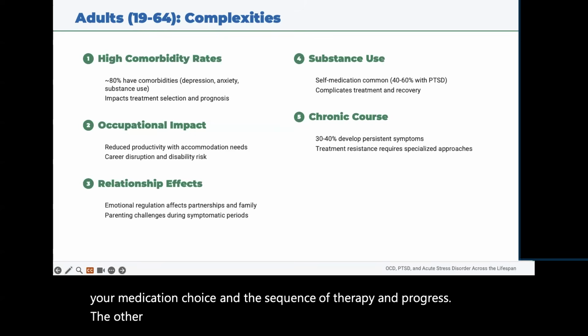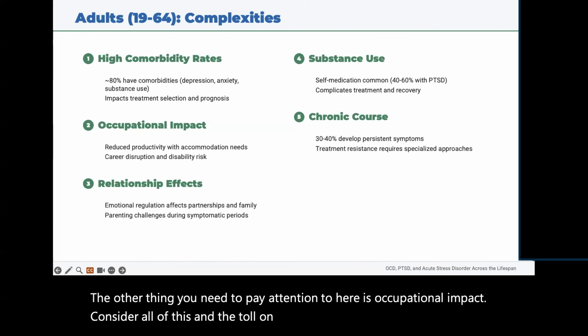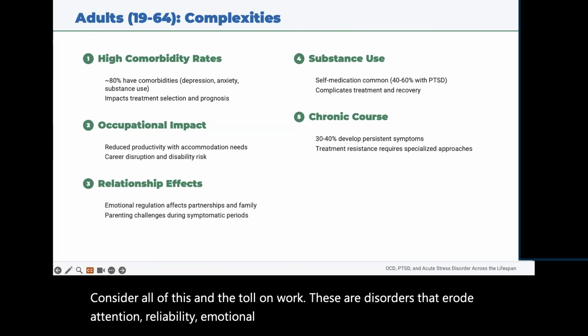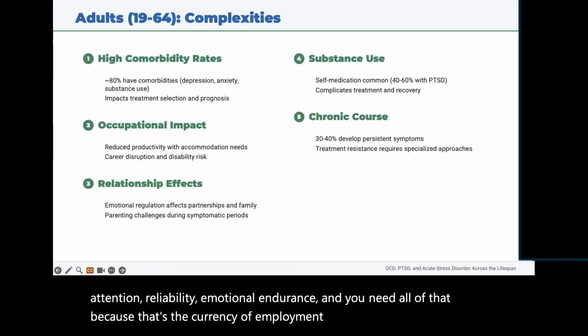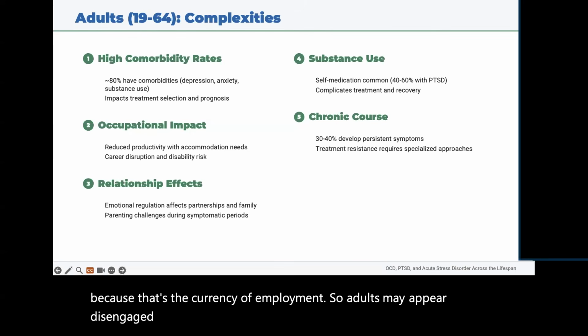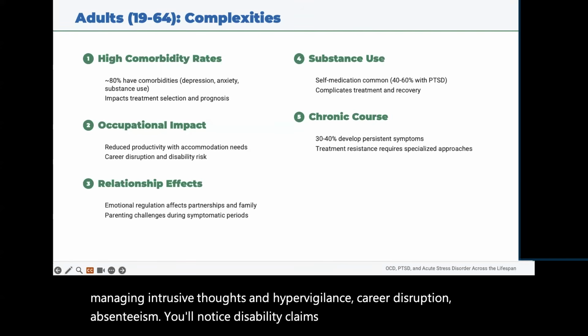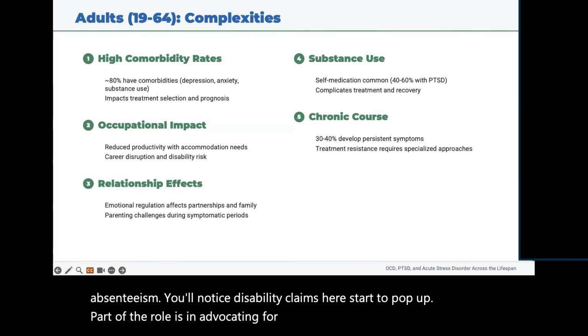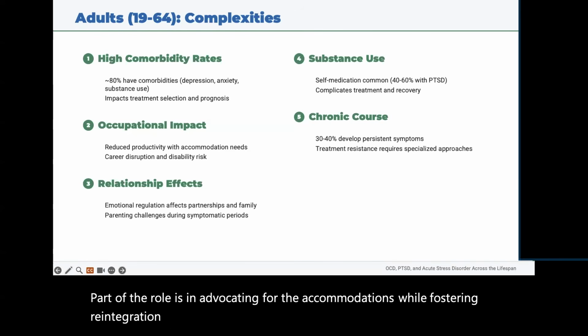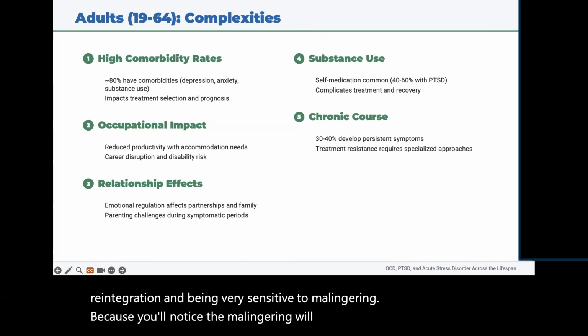The other thing you need to pay attention to here is occupational impact. Consider all of this and the toll on work. These are disorders that erode attention, reliability, emotional endurance, and you need all of that because that's the currency of employment. So adults may appear disengaged or avoidant when in reality, they're expending a lot of effort managing intrusive thoughts and hypervigilance. Career disruption, absenteeism, you'll notice disability claims here start to pop up. Part of the role is in advocating for the accommodations while fostering reintegration and being very sensitive to malingering. Because you'll notice the malingering will pop up here as well.